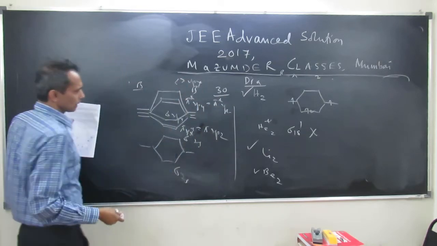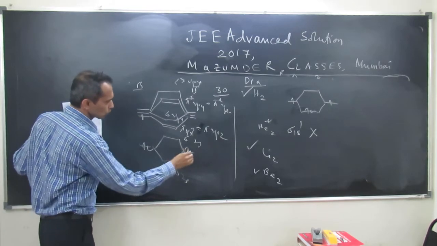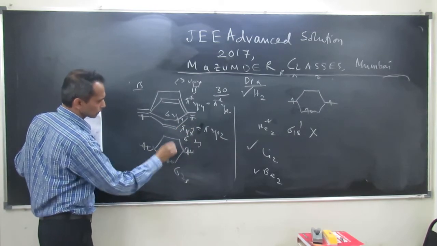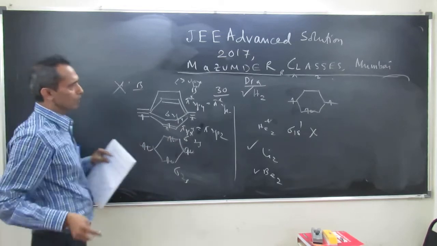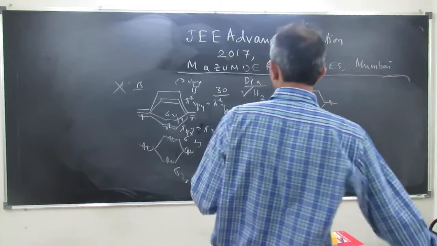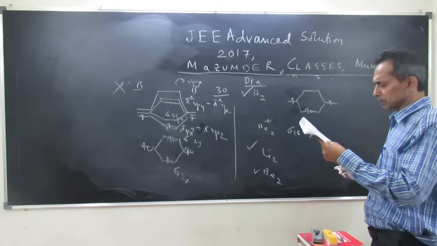Try to understand that in the case of boron, basically 2s2 2p1. These two electrons are paired up, and this one is unpaired, so it is paramagnetic. B2 is not diamagnetic, it is paramagnetic.